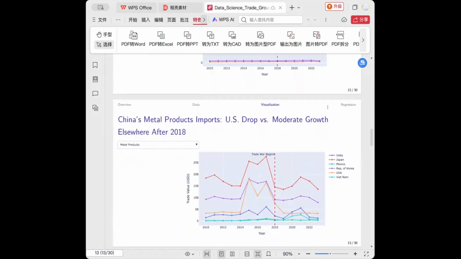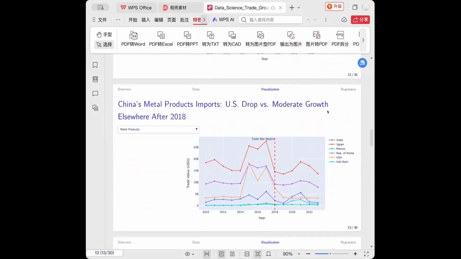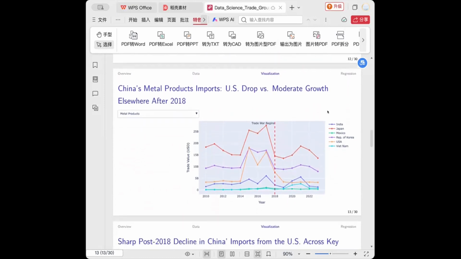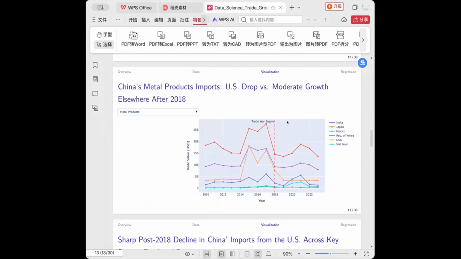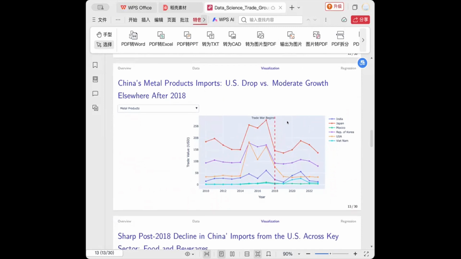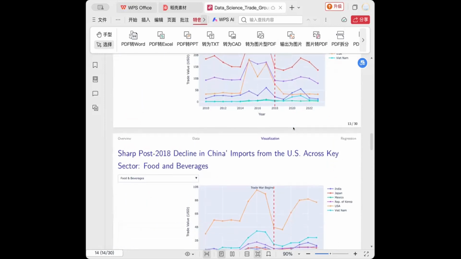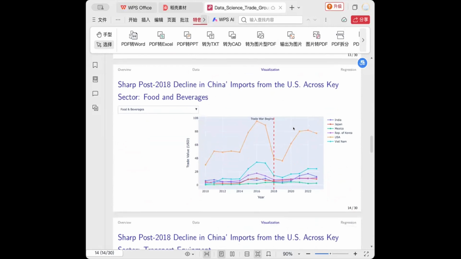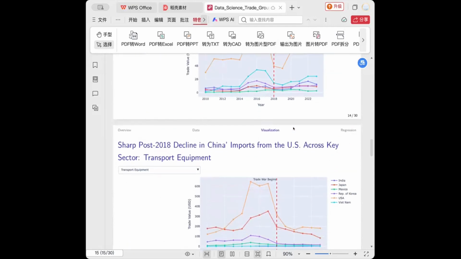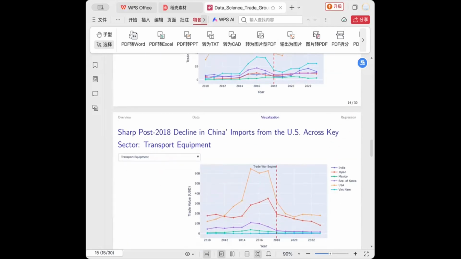And also, China's imports from the US decreased after the trade war. As the graph shows, metal products faced a big decline, followed by food and beverages, and also transport equipment. And now my teammate will introduce the other graphs.